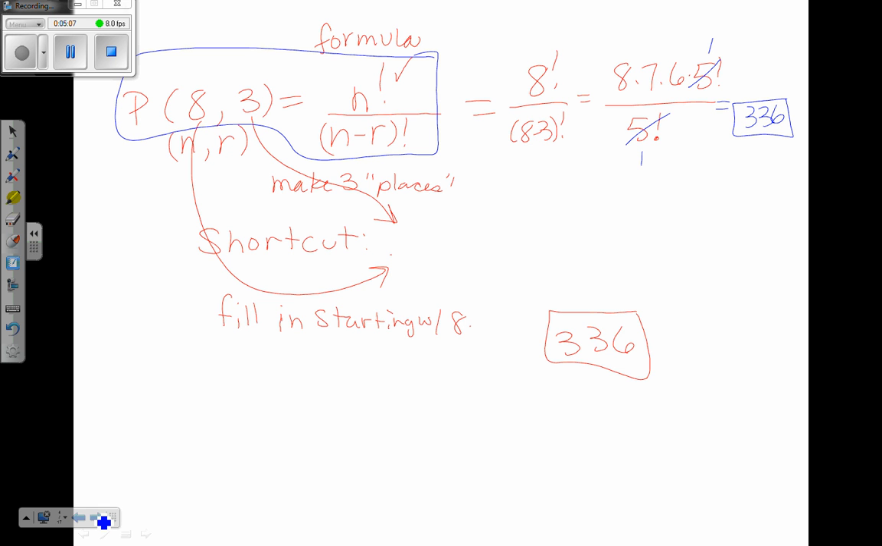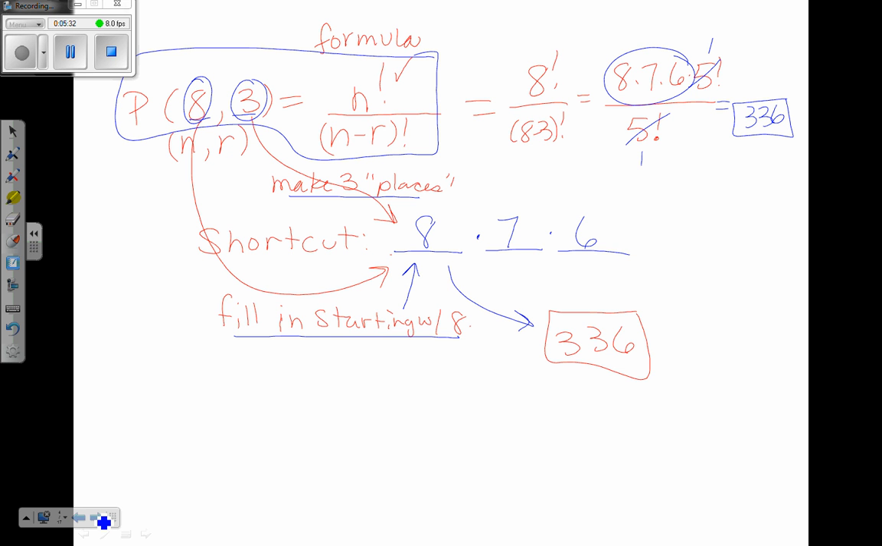Now, here's a shortcut. Whenever you're taking the permutation of 8 things, taking 3 at a time, here's what I do. I use this number, and I make that many places. I make 3 places. Then I fill in the places starting with 8 and go down by 1 each time: 8, 7, 6. That ends up being the same thing as what you end up with over here, and it gives you 336. So that's the shortcut for the permutation formula.